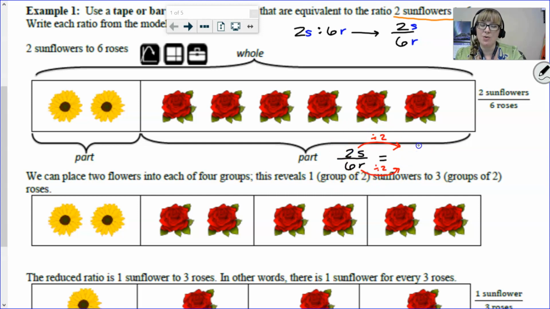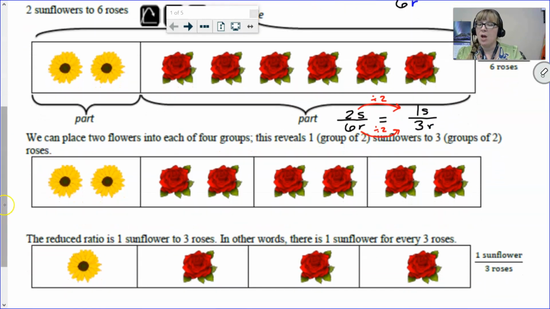2 divided by 2 is 1, but not just 1, 1 sunflower. 6 divided by 2 is 3, but not just 3, 3R for 3 roses. So this is what we would do mathematically. Let's take a look at what they did with the tape diagram.